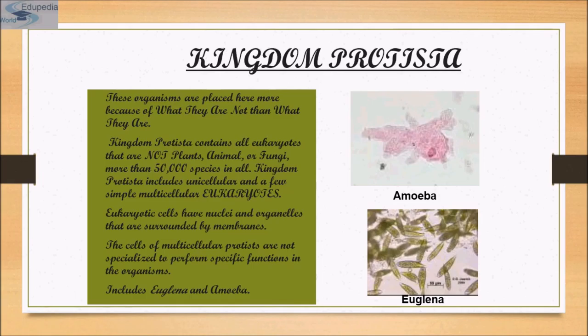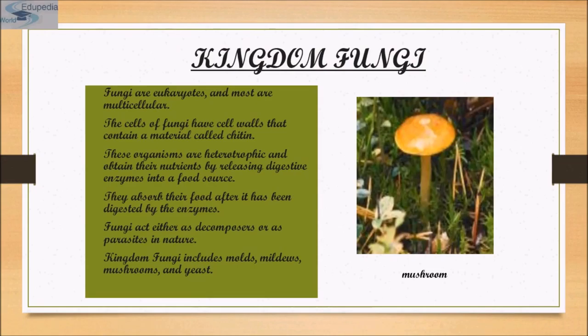Now comes the kingdom Fungi. Fungi are eukaryotes and most are multicellular. They constitute a unique kingdom of heterotrophic organisms. They show great diversity in morphology and habitat. When your bread develops a mold or your orange rots, it is because of fungi. The common mushroom you eat, and the toadstools, are also fungi.